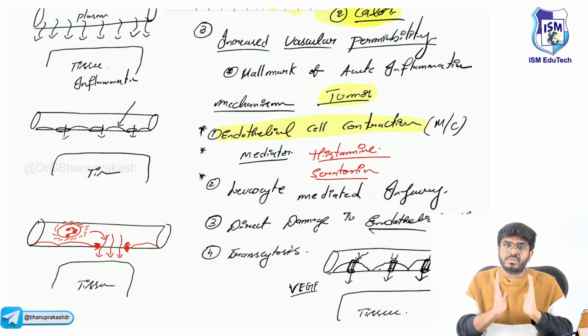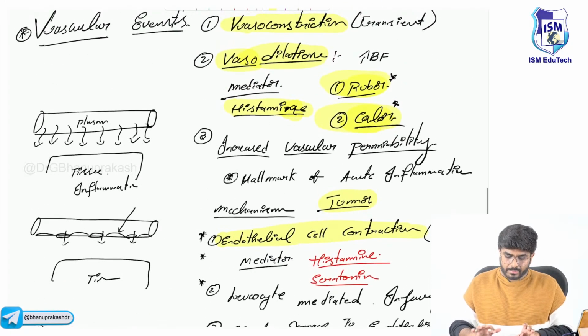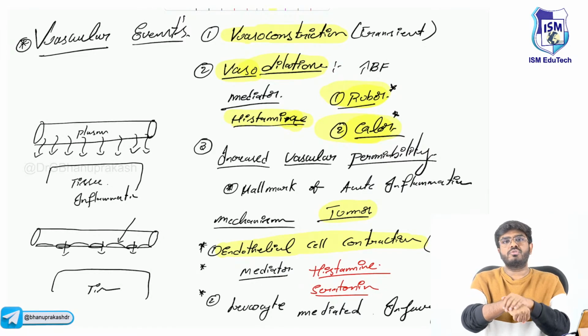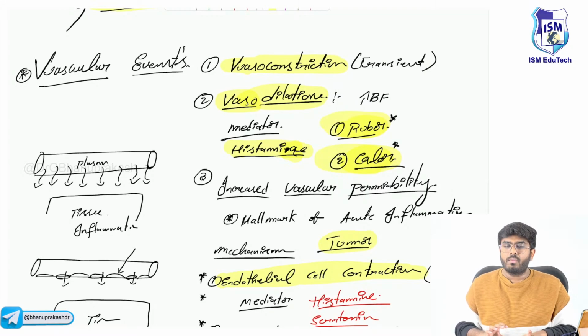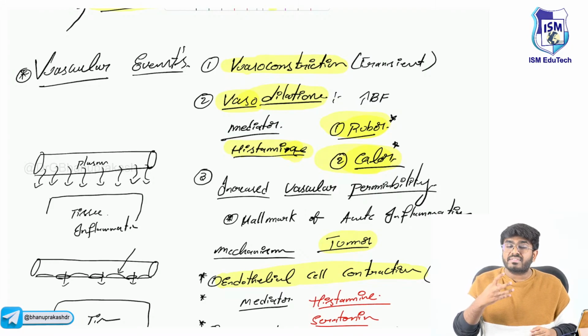This is the most important topic. Increased vascular permeability is the most important topic. So now tell me what happened? Whenever there is some injury happening in the tissue, first vascular events will occur. What is the first vascular event? Vasoconstriction. What is the second vascular event? Vasodilation. What is the third vascular event? Increased vascular permeability, increased vascular leakage. The blood vessels become leaky.